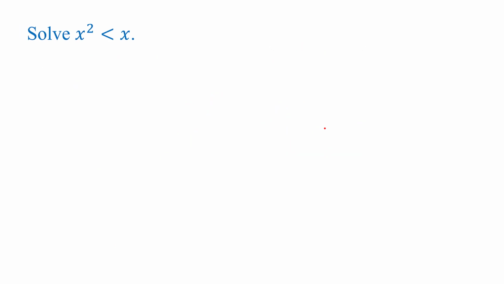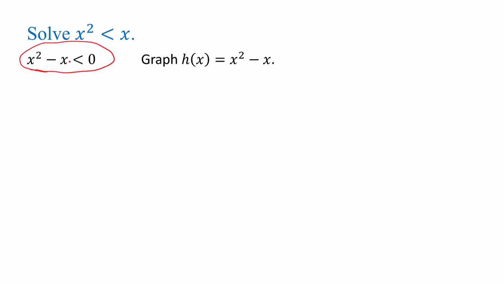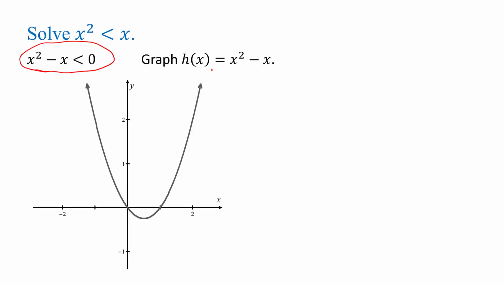Let's look at solving this inequality a little bit differently, and this is the general method we would use. We would subtract x from both sides to get a 0 on the right side. So I now have x squared minus x is less than 0. On the left-hand side, x squared minus x, I'm going to refer to x squared minus x as h of x, and now I want to graph the function h of x here. So I have the graph of y equals h of x.